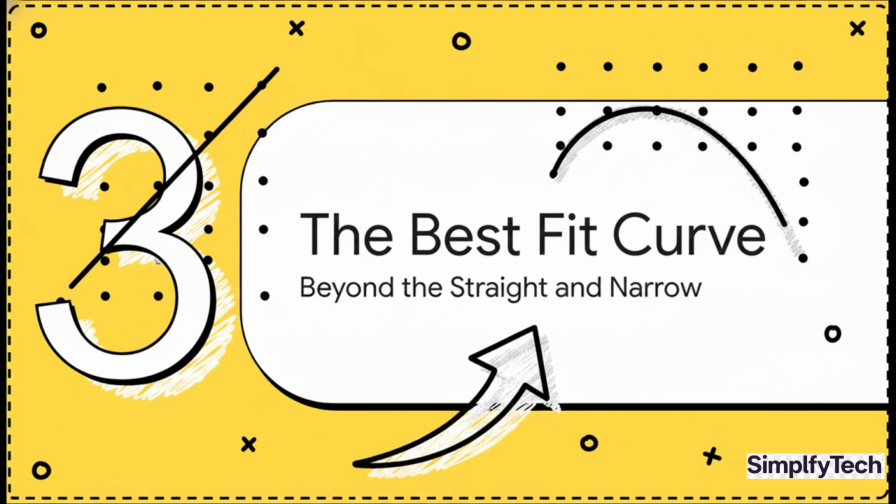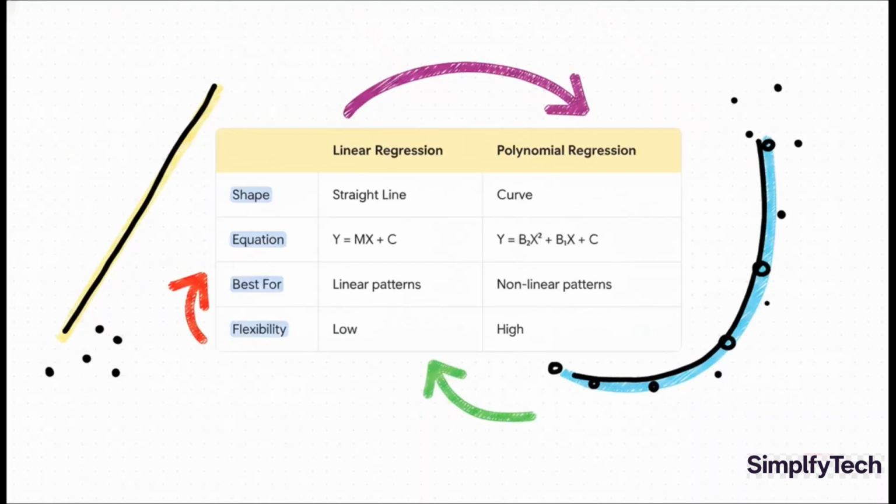So, to solve Jeff's problem, we've got to upgrade our thinking. We need to stop trying to find the best fit line and start looking for the best fit curve. And this is the fundamental difference right here. Look at the equation for polynomial regression. We've added a new term, an x squared. Just by adding that one piece, we give our model the ability to bend, to create a curve. That's what gives it the flexibility to follow a more complex pattern in the data.